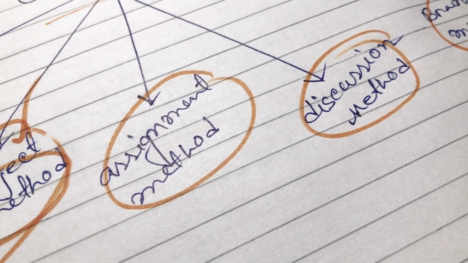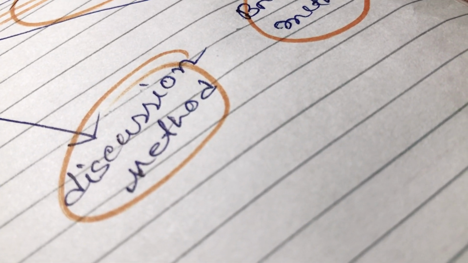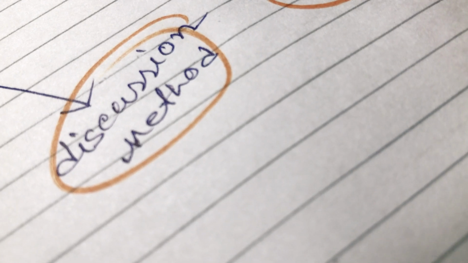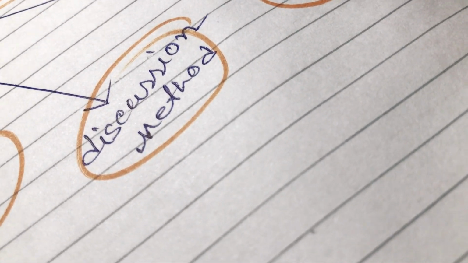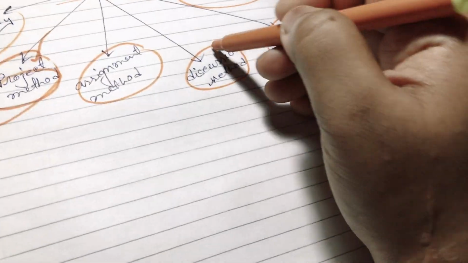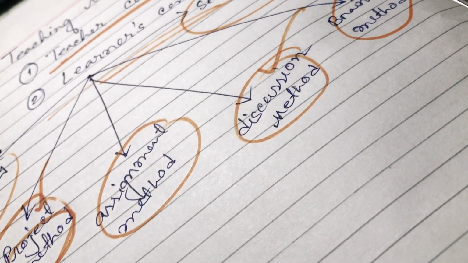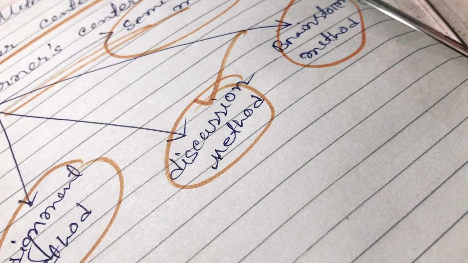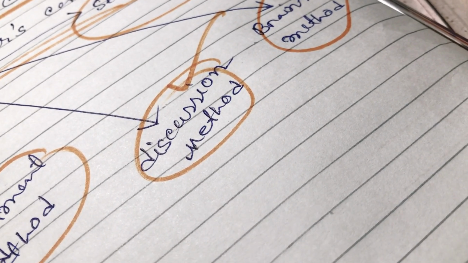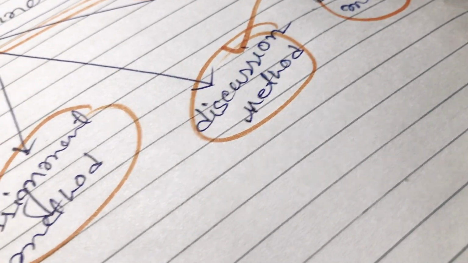Okay, next is the discussion method. What is the discussion method? Discussion method is that the teacher will give some subject and some problems. All students in the class have to discuss it, and they have to solve the problem by discussing with other peers or other students or with the teacher. So this is the discussion method. It is not much more. It is only discussion with your friends, your classmates or your teacher about a problem which is given by the teacher.